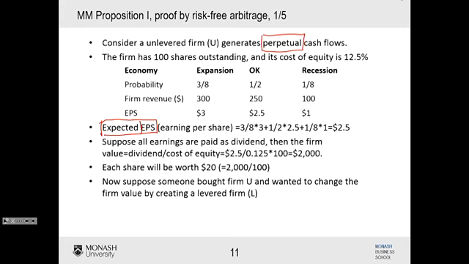So the expected earning per share is equal to 3/8 probability times $3, plus 50% probability times $2.5, and 1/8 probability times $1. Therefore, the expected earning per share will be $2.5. That's also acceptable, right? And let's make another assumption. Let's assume all earnings are paid out as dividends.